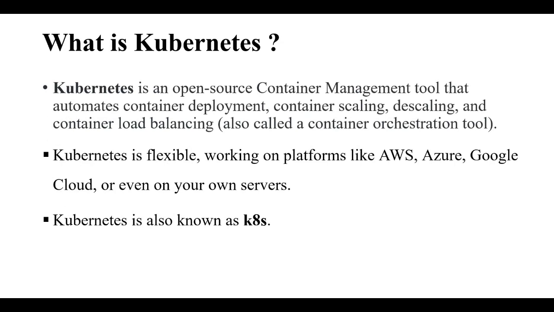First is what is Kubernetes. Kubernetes is an open source container management tool that automates container deployment, container scaling, descaling and load balancing. So Kubernetes is also called a container orchestration tool because it automates deployment, scaling and descaling and also container load balancing. It's flexible, working on platforms like AWS, Azure, Google Cloud or even on your own servers. Kubernetes is also known as K8s.